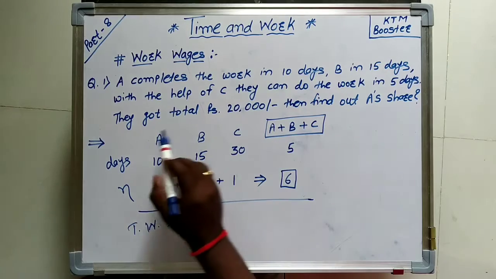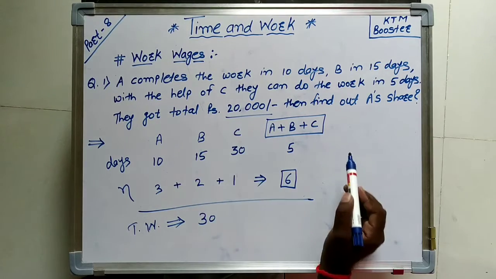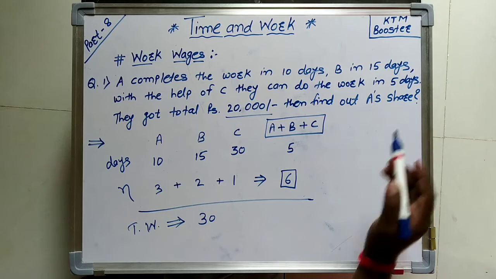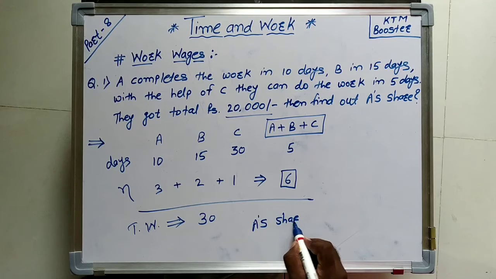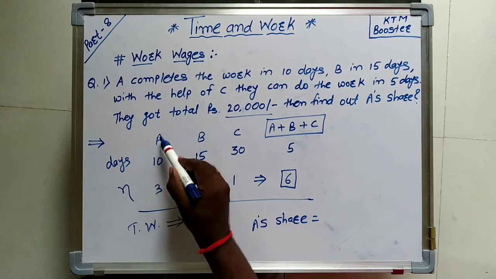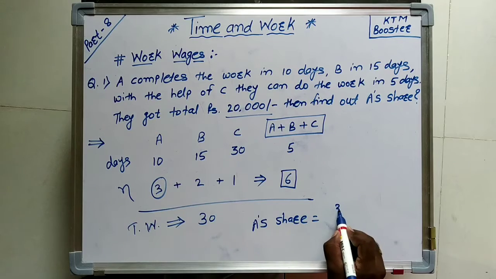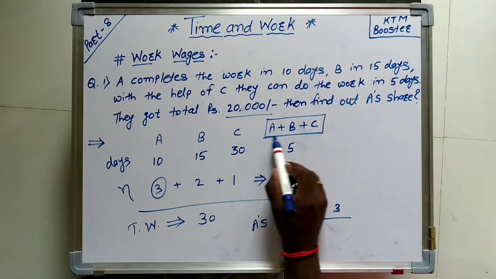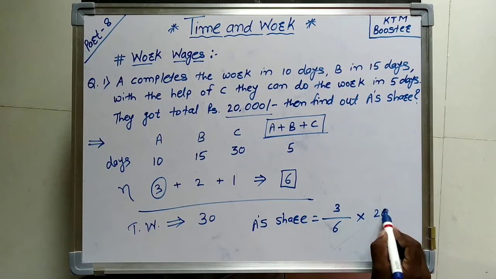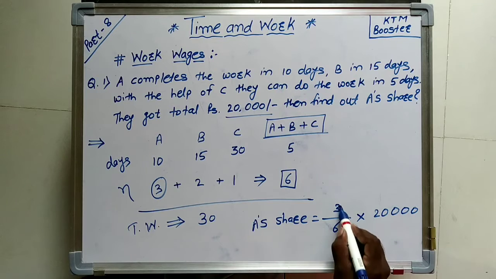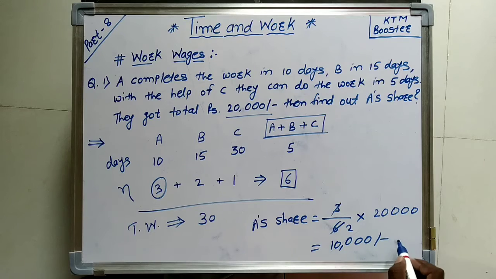Now they have asked, they got a total of 20,000 rupees, and we have to find the share of A. A's share equals the efficiency of A, that is 3, divided by the total efficiency of A, B and C, that is 6, multiplied by 20,000 total wages. So 10,000 will be the wages for A. This will be the answer.